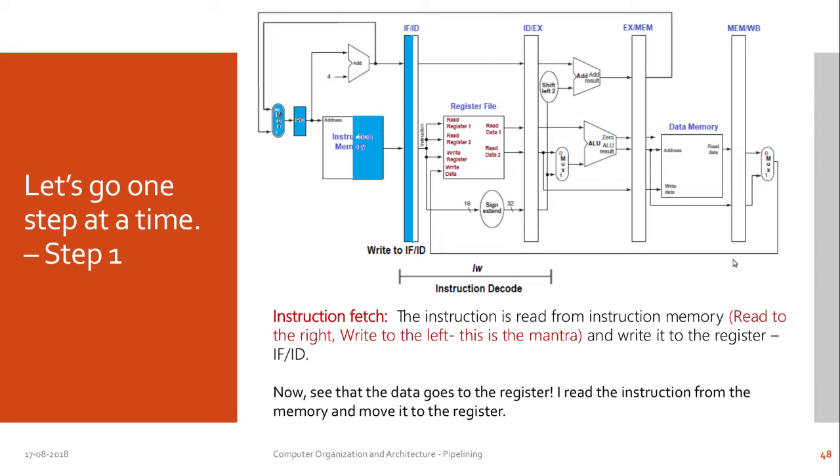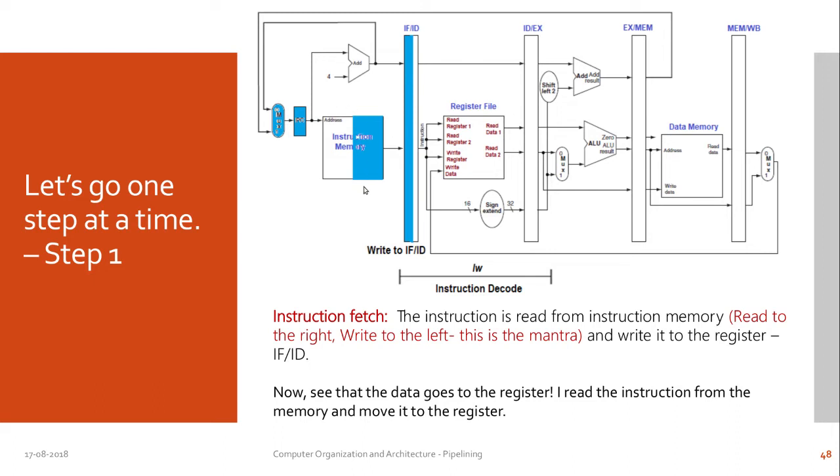Now, what are the stages in the instruction? The first stage is to fetch the instruction. You can see that here I am fetching the instruction. Fetching is nothing but reading the instruction. So the multiplexer is completely used, the PC is completely used, and I read the instruction from the right, and then I write it into the intermediary register IF/ID. So whenever I write, it goes to the left. Please remember, when I write, it goes to the left.